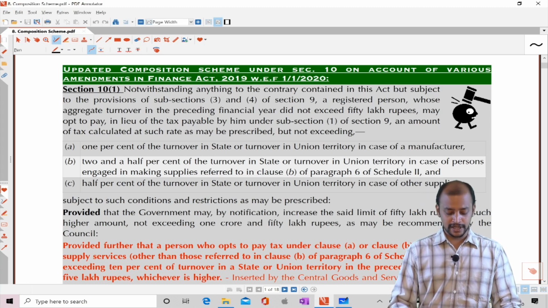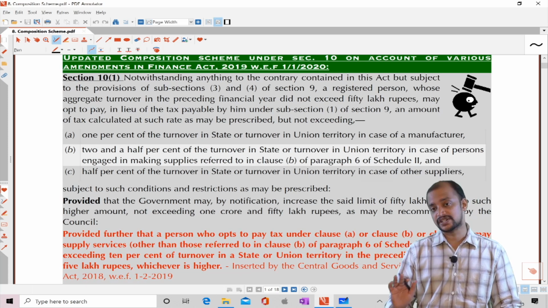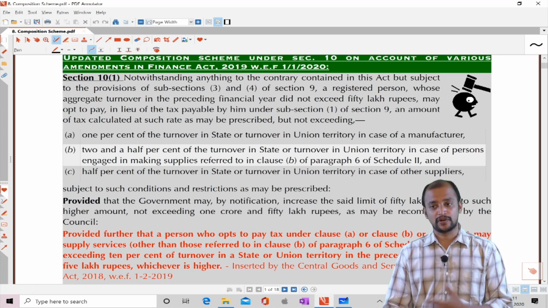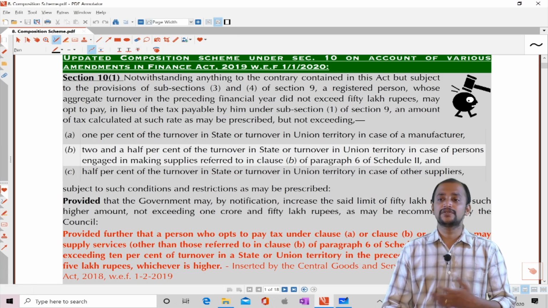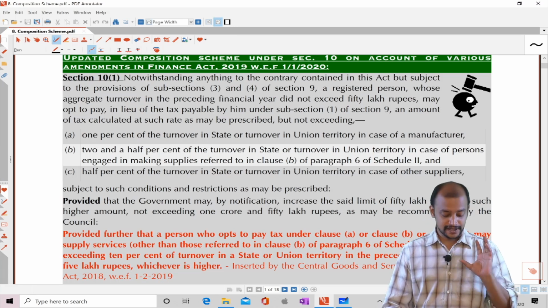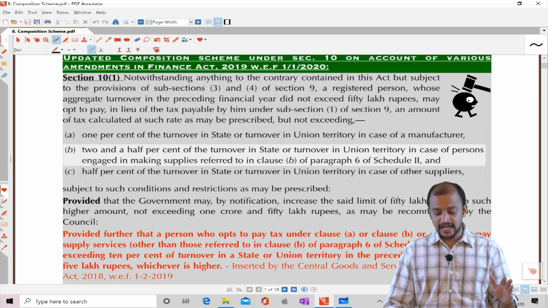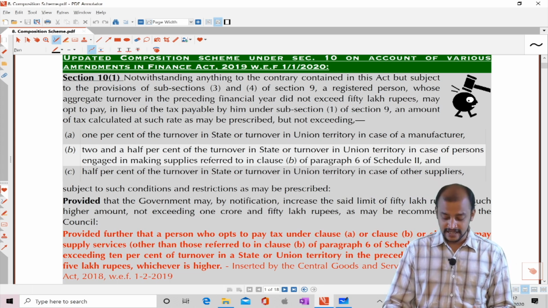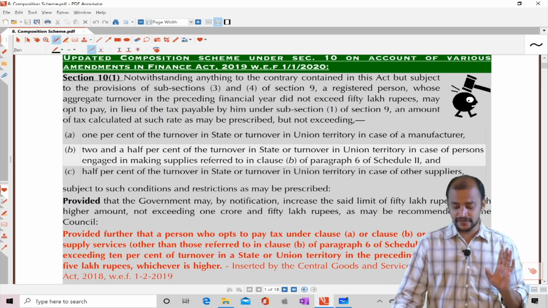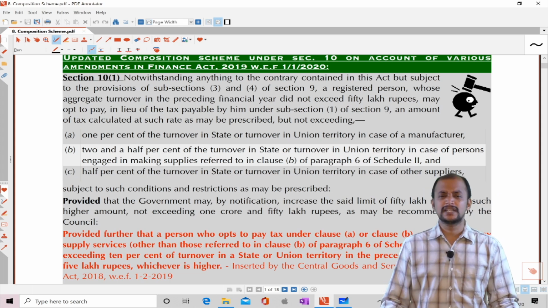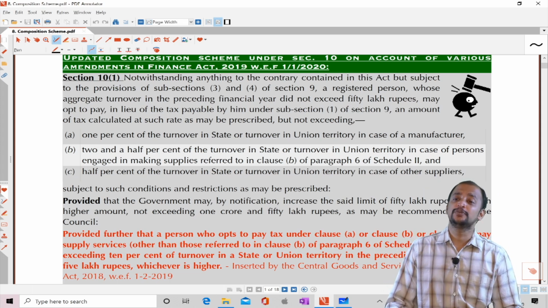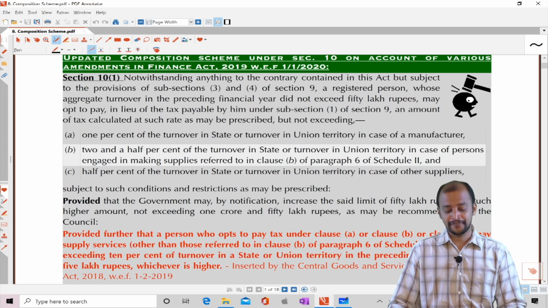Now look into section 10 subsection 1. I am just reading the bare act once, and thereafter let's do the analysis part. First, section 10 subsection 1 says, notwithstanding anything contrary contained in the Act, but subject to the provisions of subsection 3 and 4 of section 9. What is 9.3 and 9.4? Liability to pay GST under RCM.